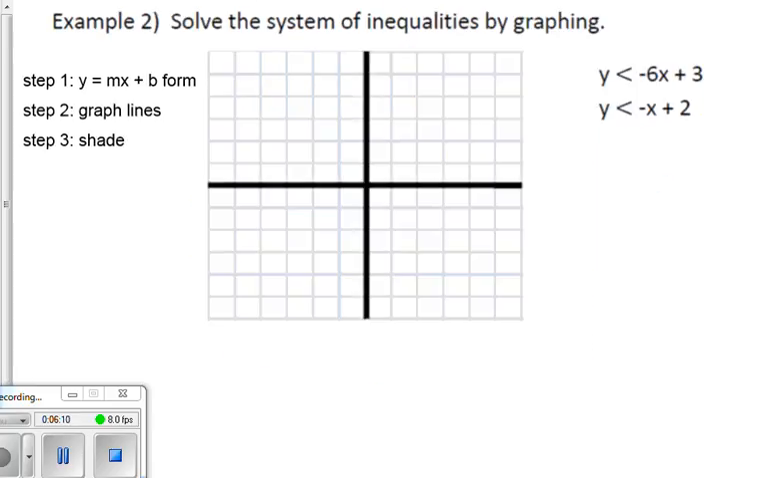Let's look at another example. I have the two inequalities, y is less than negative 6x plus 3, and y is less than negative x plus 2. Okay, so I'll use red and blue. For our red line here, first step is to get them into slope-intercept form, and it's already there. Okay, y equals mx plus b. So I can use my b, 3, and go 1, 2, 3. That's my y-intercept. Negative 6 says go down 1, 2, 3, 4, 5, 6, and over 1 to the right, because we're reading from left to right.